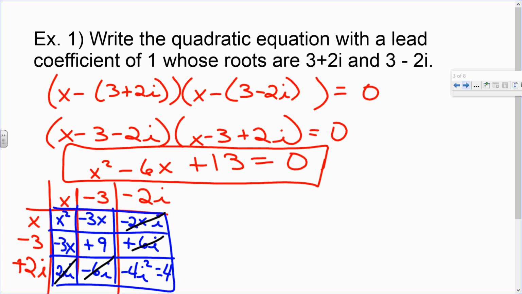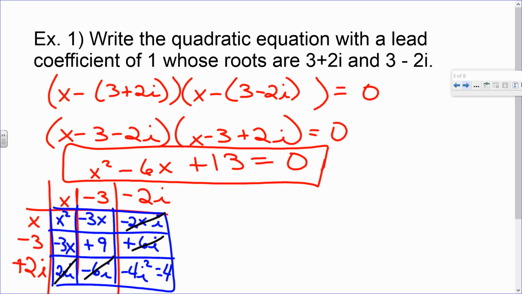Lead coefficient is 1. It starts off with 1x squared. It's equal to 0, so I could use my quadratic formula, and these should be the two answers that I get. So far, so good with that?